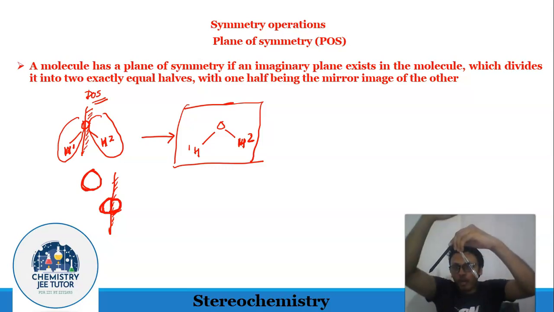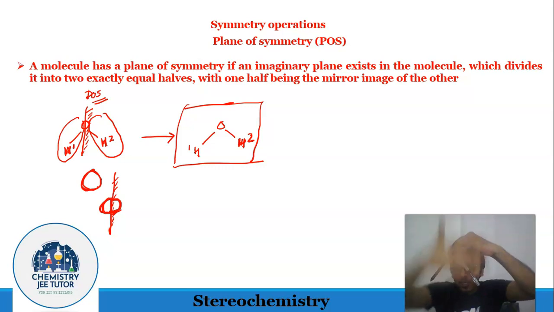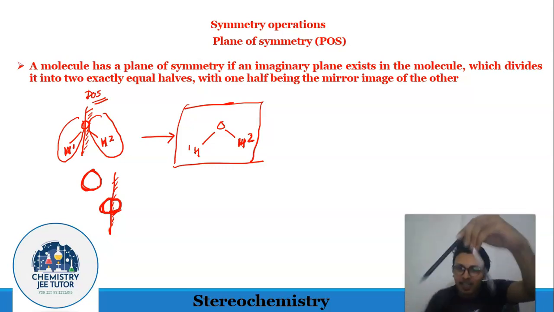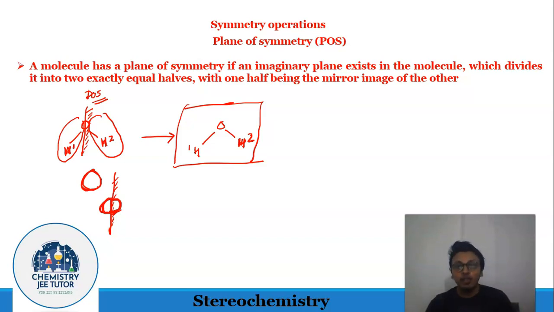Suppose you have water, this is a planar molecule. We have a plane here. What will we see on the other side? Same molecule, just the mirror image of the other. So all planar molecules have a default plane, which is the molecular plane. This you should always remember.